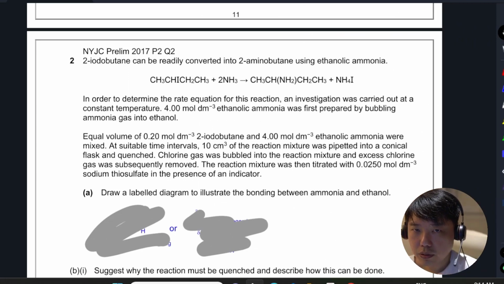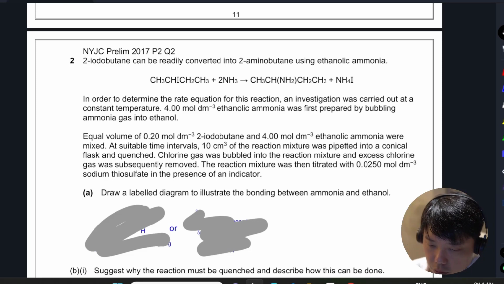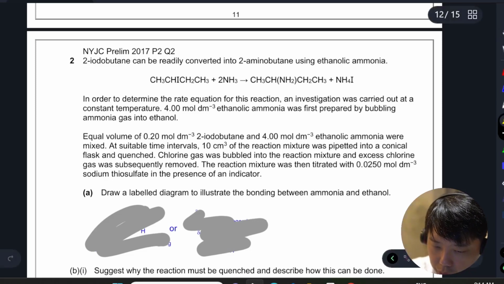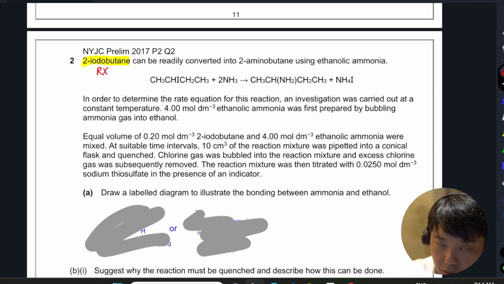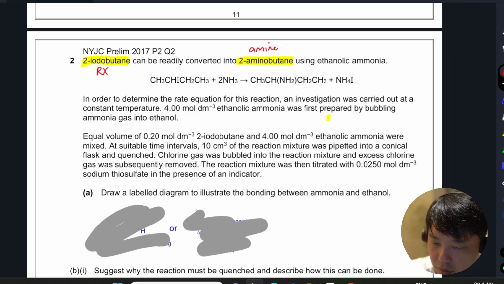Hi everybody. So today we'll be going through NYJC Prelim 2017 Paper 2 Question 2. This question is on kinetics and let's dive right into it. So we are starting with 2-iodobutane here, which I will short form call RX, a halogenoalkane, can be converted into 2-aminobutane. Okay, so you know that it's becoming an amine. RX converting to an amine is most likely a nucleophilic substitution reaction.